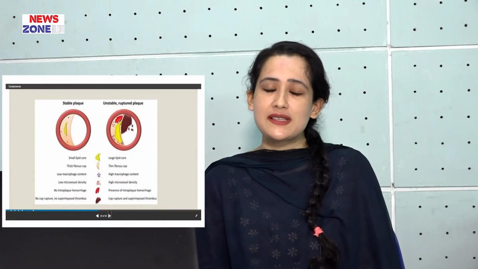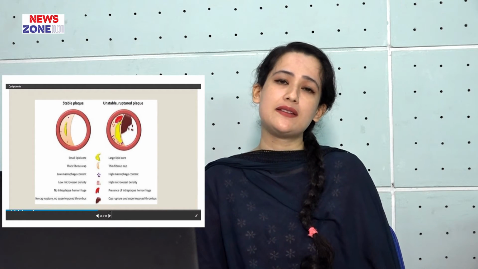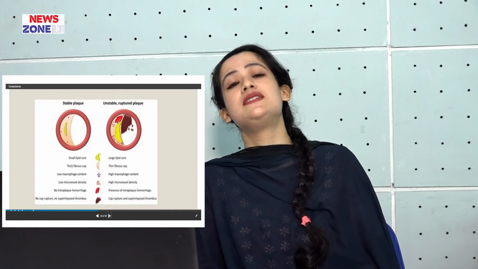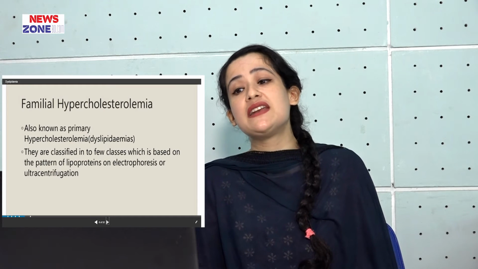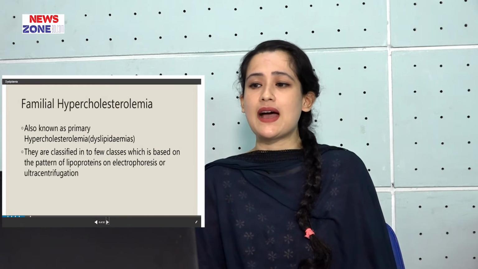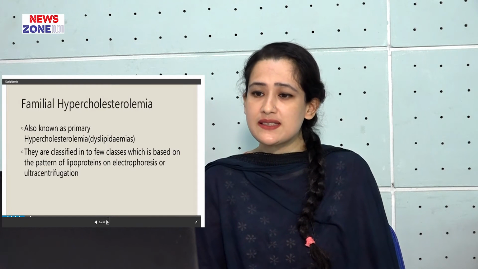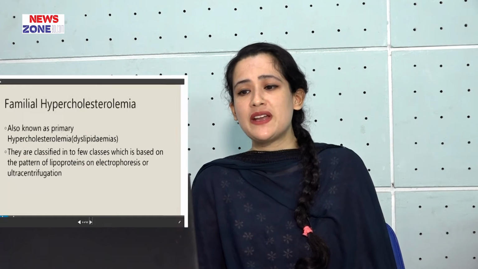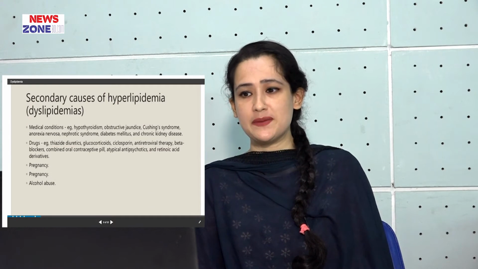Now, I am going to discuss about the types of dyslipidemia. There are two types of dyslipidemia, one is called primary, another is called secondary. The primary dyslipidemia is known as familial hyperlipidemia. Familial hyperlipidemia is actually the genetic cause and the secondary cause of the hyperlipidemia or dyslipidemia are some medical conditions and some drugs. Which medical conditions are responsible for development of the secondary hyperlipidemia?